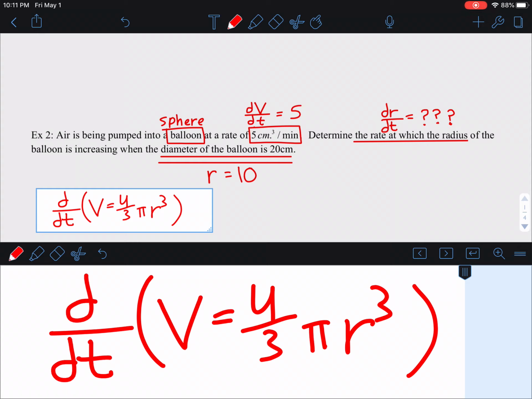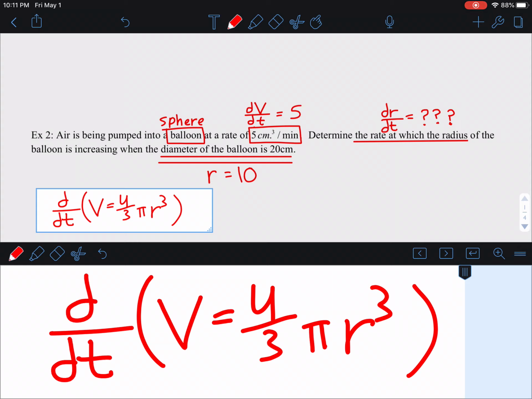Okay, and now I'm going to take the derivative with respect to time. Again, this is not differentials. I'm not taking the derivative with respect to the radius. This is a related rate question. All of my rates are going to be as time changes. So we're going to take the derivative with respect to time.